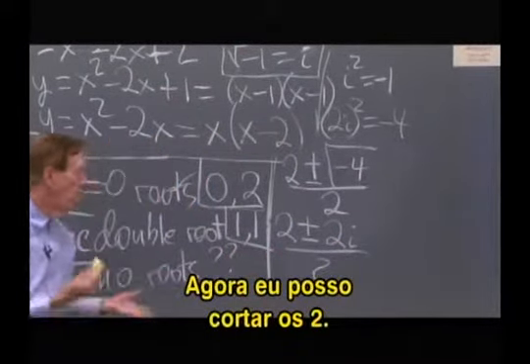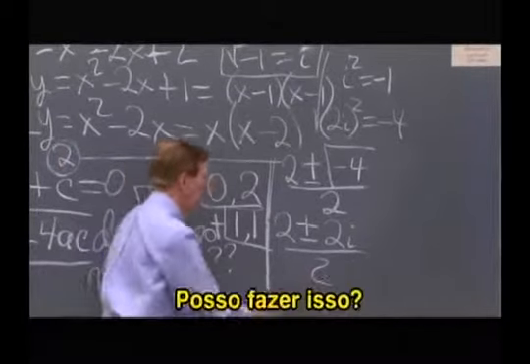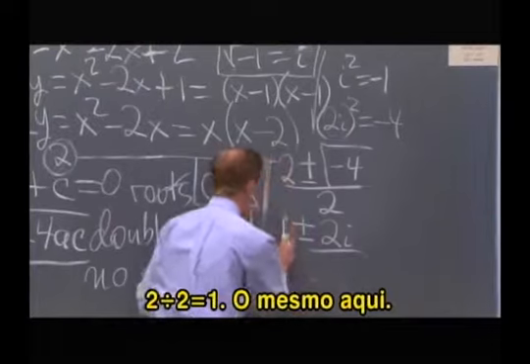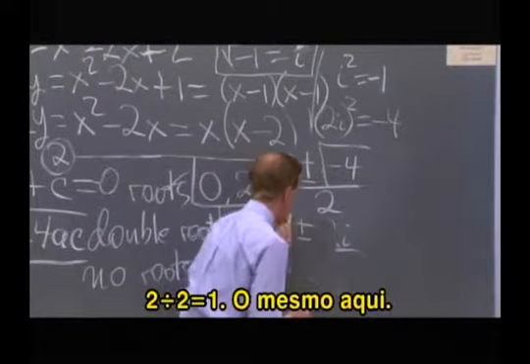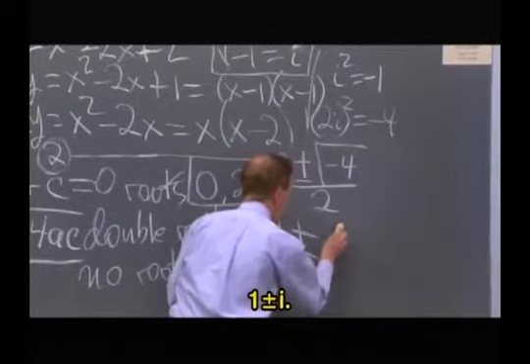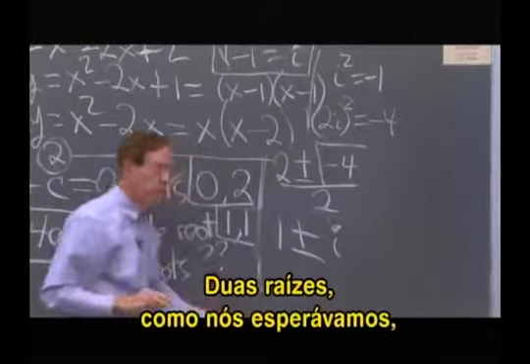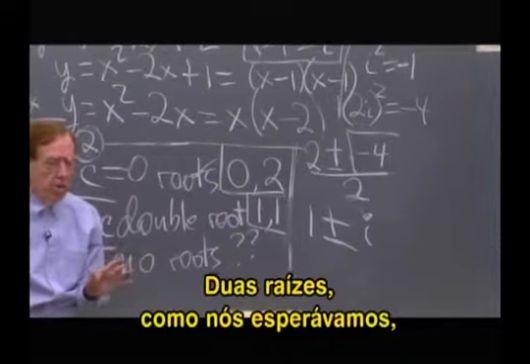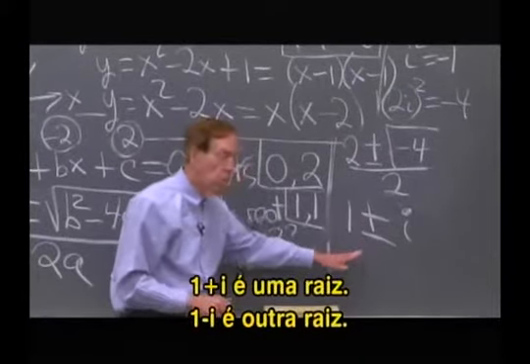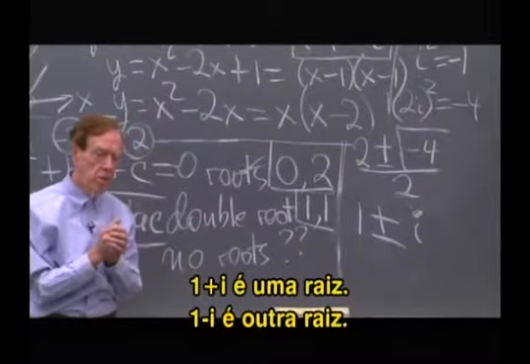Now, I get to cancel the 2's. Can I just do that? 2 divided into 2 gives me the 1. 2 divided into that 2 gives me the 1. Look what I've got. 1 plus or minus i. 2 roots. As we hoped, as Gauss was sure we would find, 1 plus i is a root, 1 minus i is the other root.